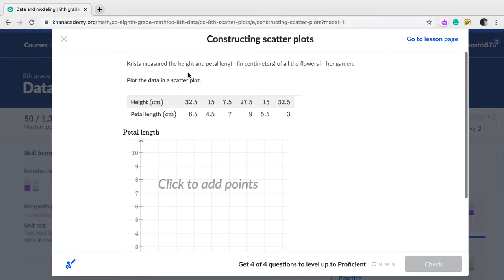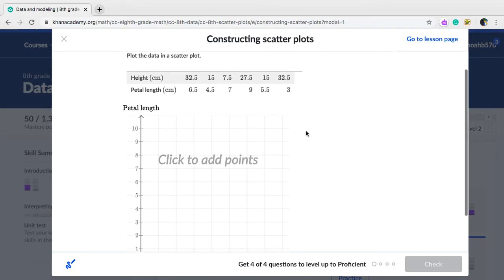So let's read out the sentence. Krista measured the height and petal length in centimeters of all the flowers in her garden. Plot the data in a scatter plot. Okay, so here's the height, which is 32.5, 15, 7.5, 27.5, 15, and 32.5 again. The petal length, however, is 6.5, 4.5, 7, 9, 5.5, and 3.